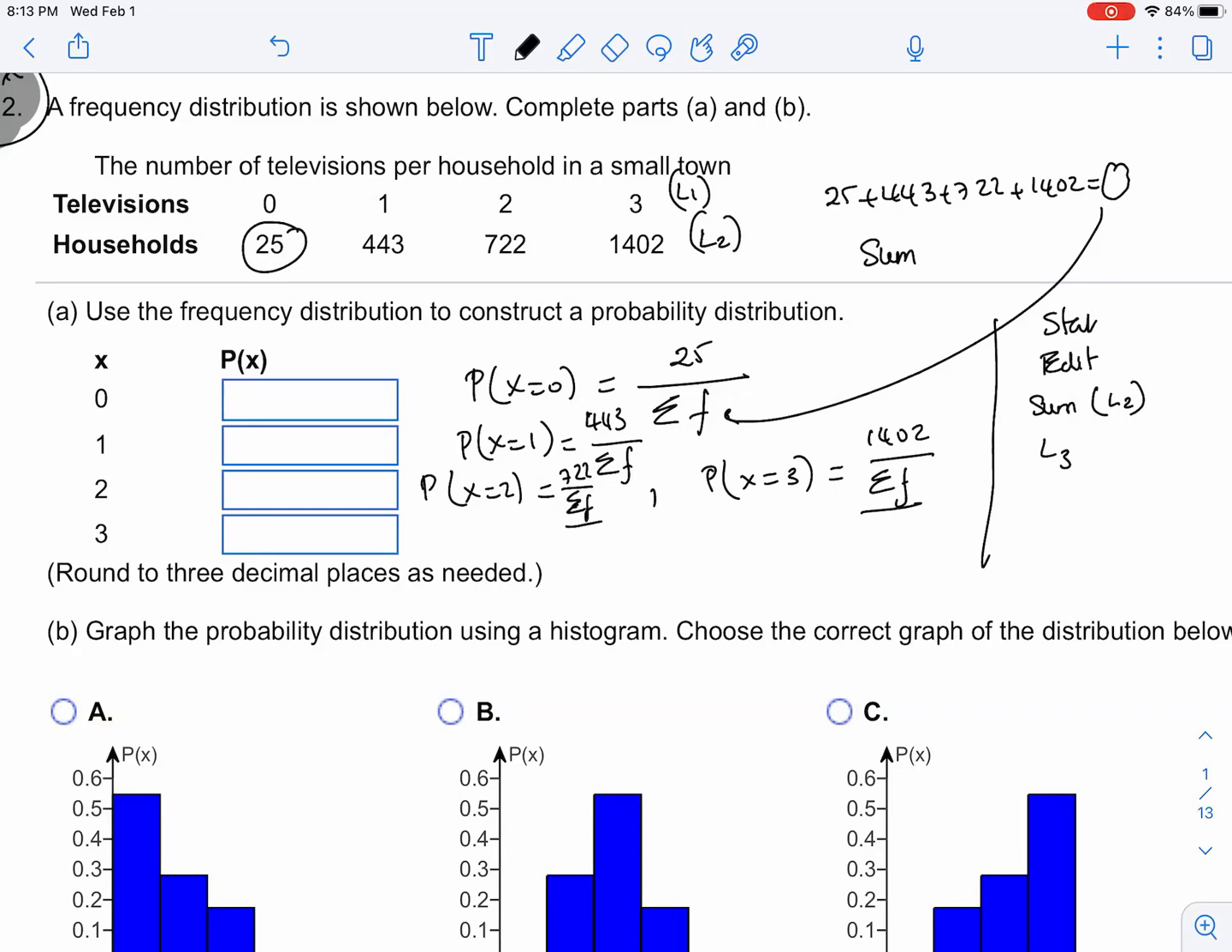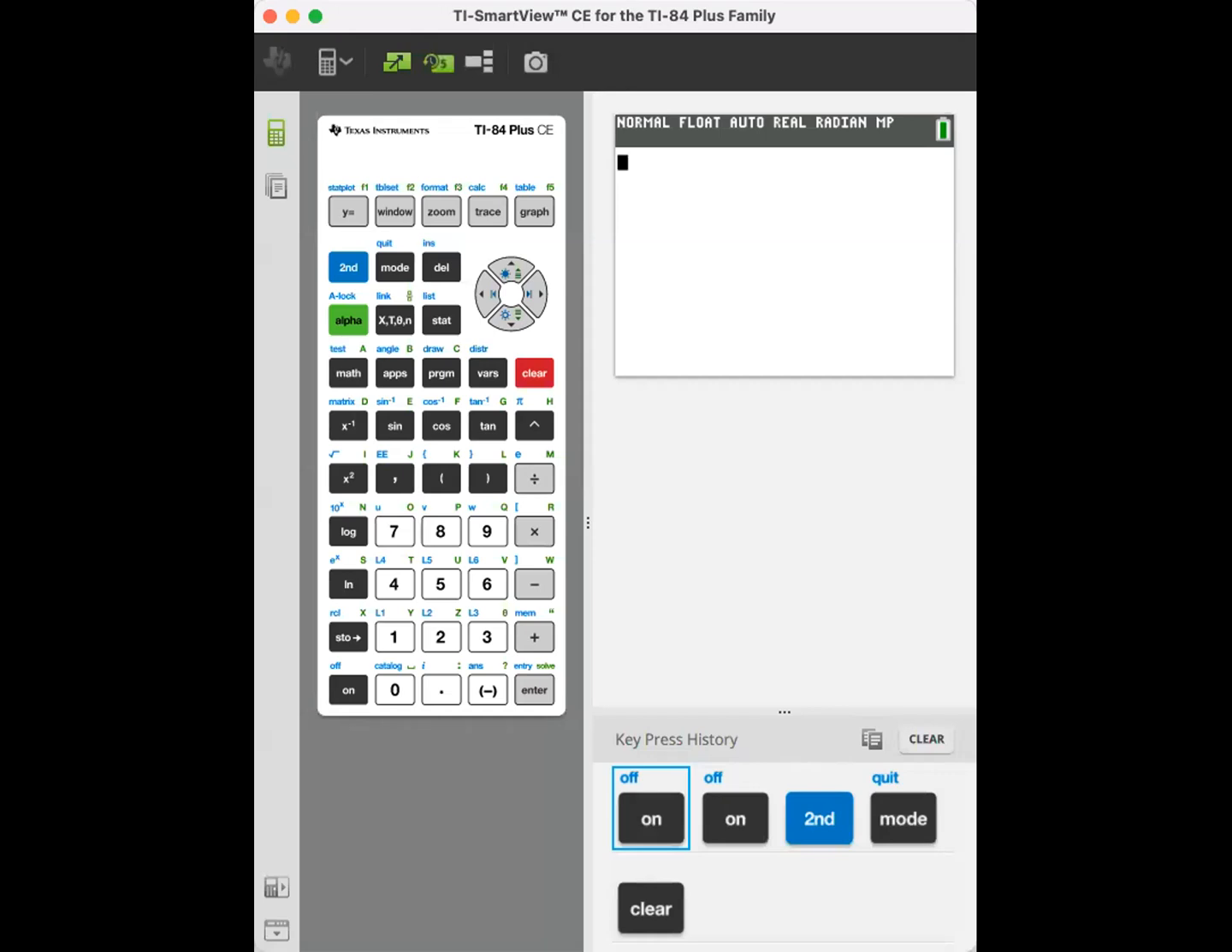So right now I'm going to share my screen so we can look at the calculator screen really quickly. Okay, I'll share my screen. We can look at the calculator screen and literally work together. All right, so you should see your calculator.